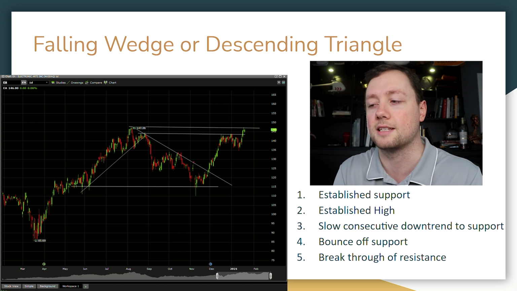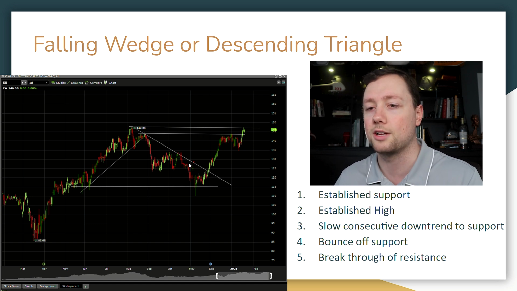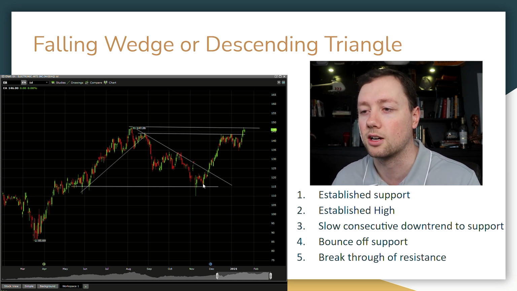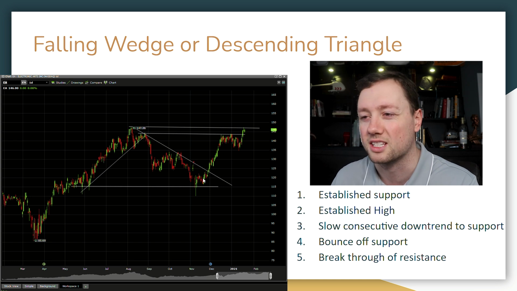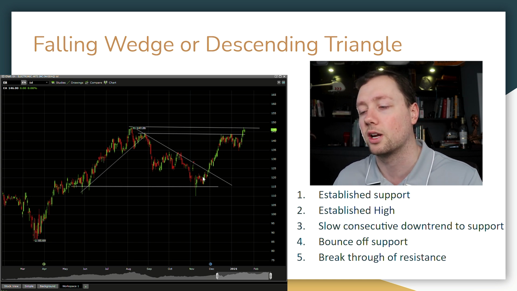The next thing that we need is a clear bounce off of support. So as you can see, price comes down to 115 here, and right around the end of November, we get a very clear move downwards toward 115, and then a very clear green day, big move up off of the 115, 117 kind of level. And then from there, that was number 4.